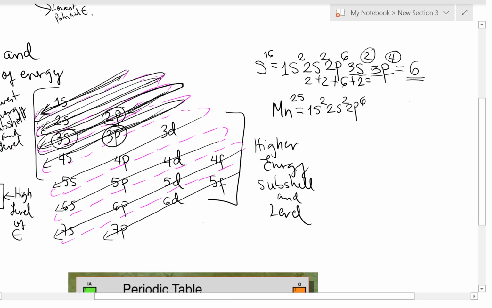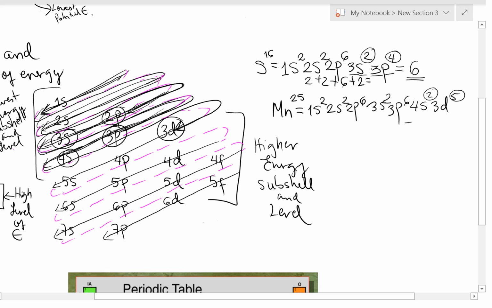sorry, we were on here, 3s2, right? We go up, 3p6, we go down again, the next level is 4s, so we put 4s2. How many electrons are we still missing? 5, right? So then we need to go to the next sublevel, and we get to the 3d sublevel. So 3d, and we put on top the amount of electrons that we are still missing for manganese, which is 5.